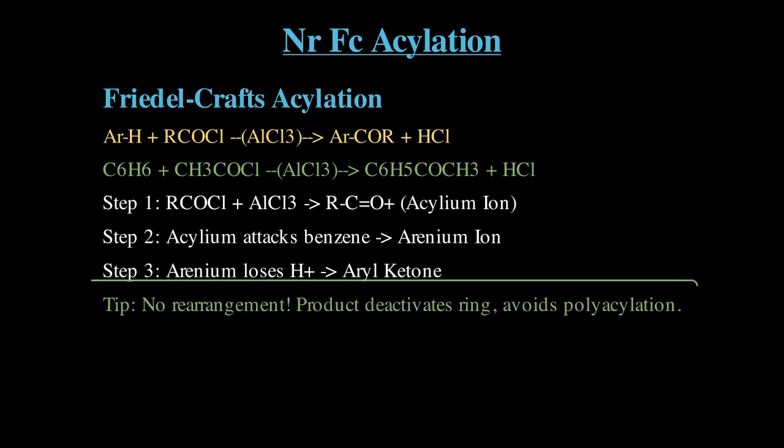Time for a very important exam tip. The acylium ion is stabilized by resonance, so it does not rearrange. This makes acylation much more predictable than alkylation. Also, the ketone product deactivates the ring, which neatly prevents any further acylation reactions. One and done. Now for a reaction specific to phenols, the Reimer-Tiemann reaction.